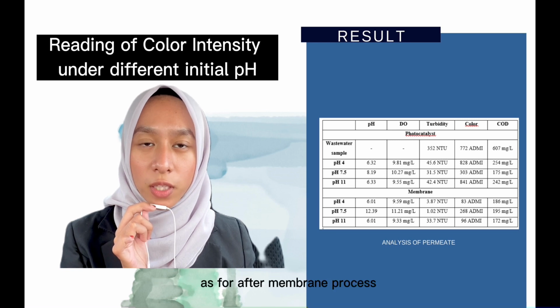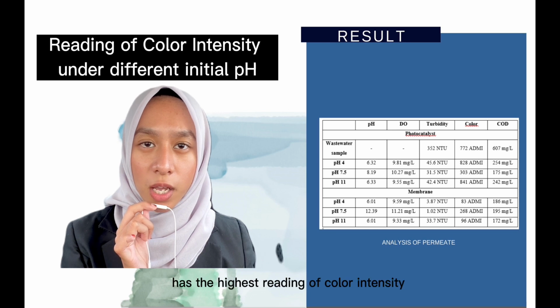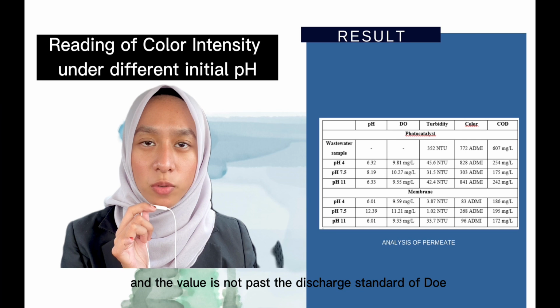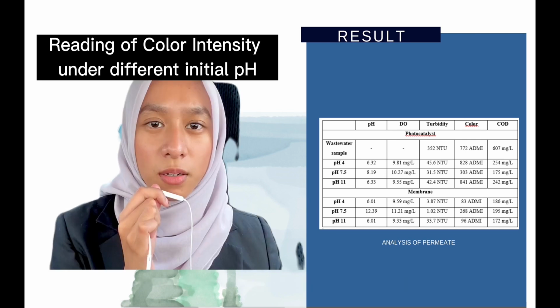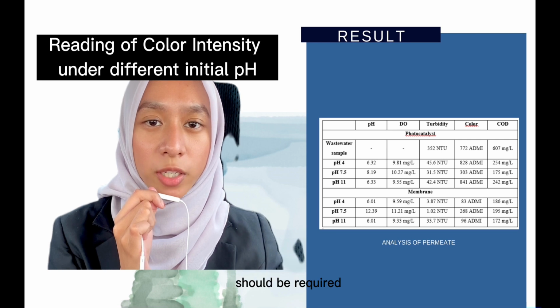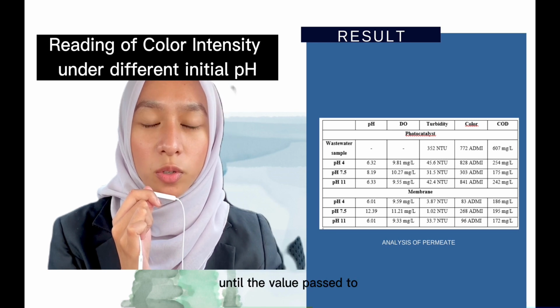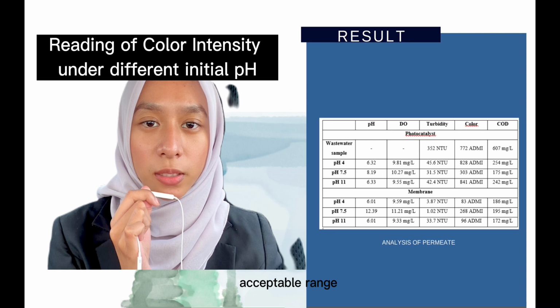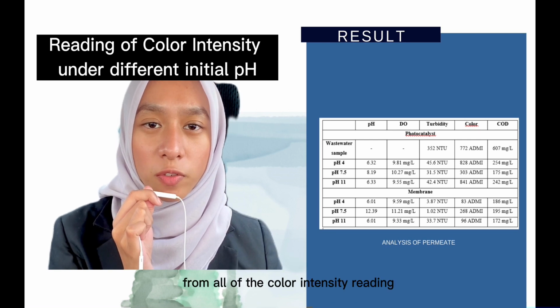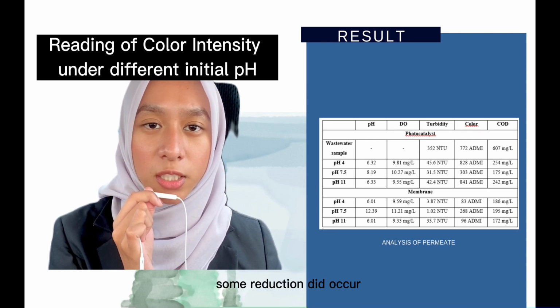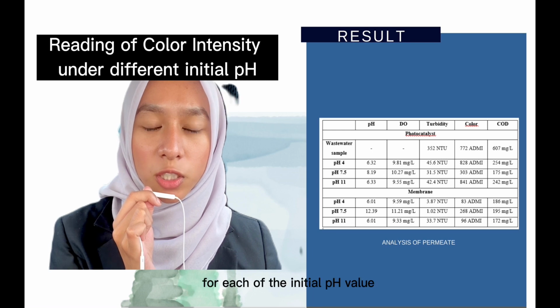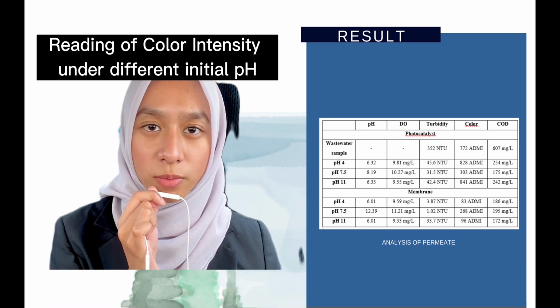As for after the membrane process, it shows pH 7.5 has the highest color intensity reading, and the value does not pass the discharge standard of DOE. Further experiments are required until the value passes the acceptable range. From all of the color intensity readings, some reduction did occur for each of the initial pH values.